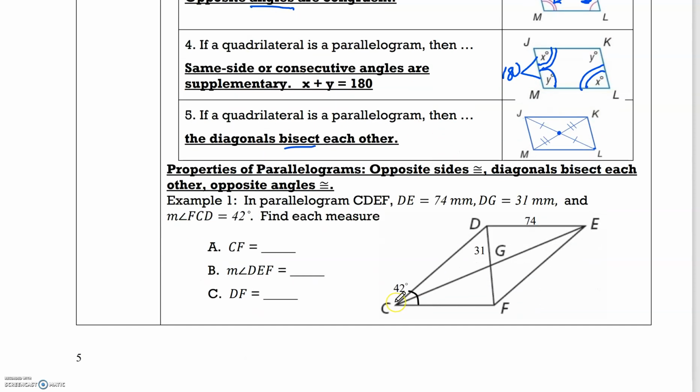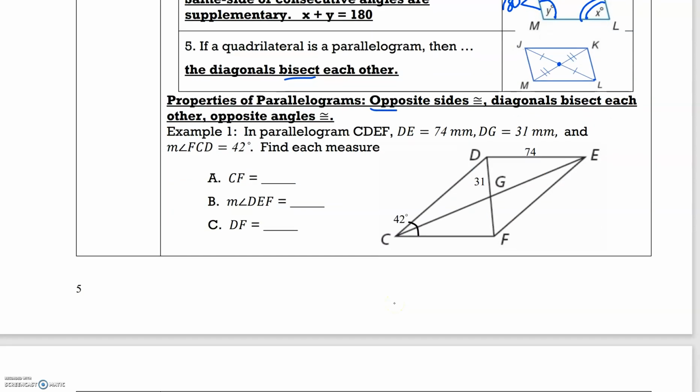So let's go ahead with those properties kind of in mind, and I have written some reminders of those properties in the directions to assist you, depending upon which ones they're using. But if they don't have the labels in the picture, you want to go ahead and write those in, but we already have them put in our picture here for us. The first question is, what is CF? So up here in my directions, I have kind of some reminders of those properties. Opposite sides are congruent. Well, we're looking at sides, so opposite of that would be 74, so that means that CF would have to be 74.